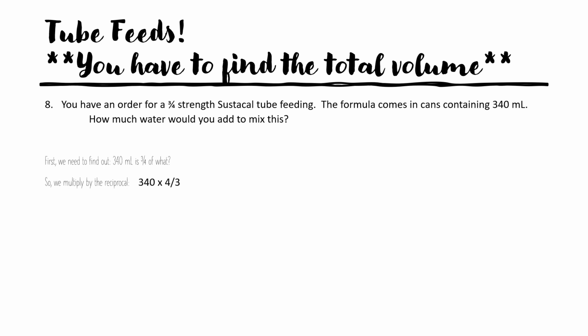So we multiply by the reciprocal, and by reciprocal, I'm going to take that 340 milliliters, and I'm going to take my strength and flip it. That's what I mean by the reciprocal. So 340 times 4/3.